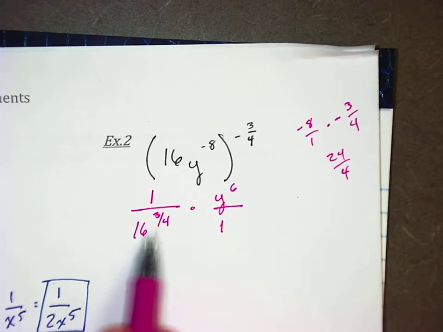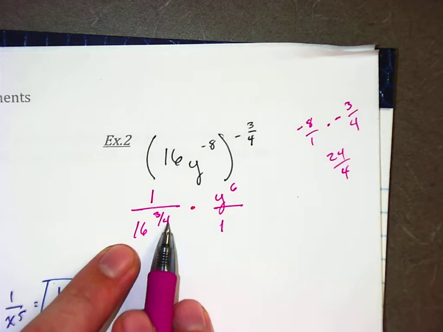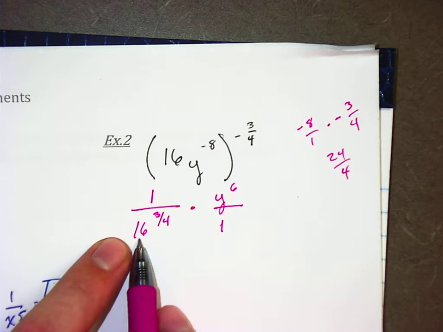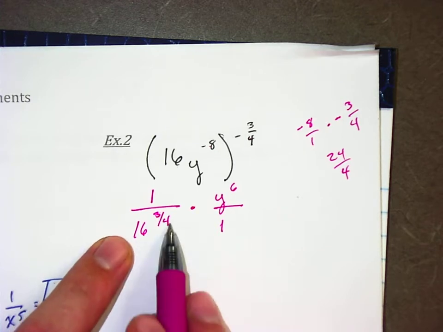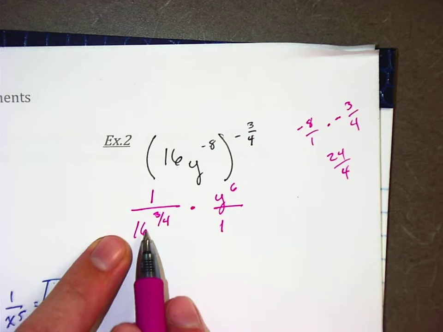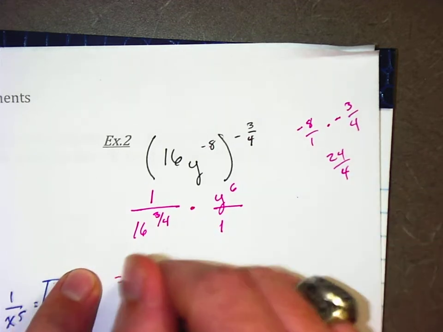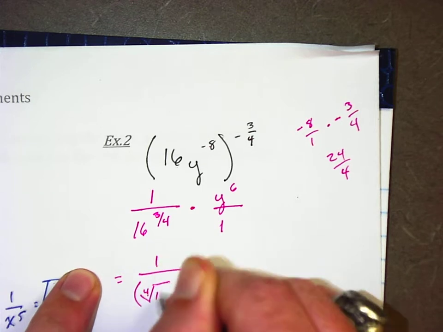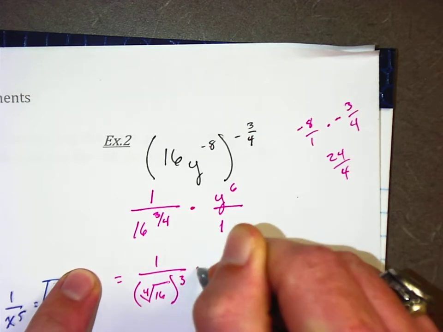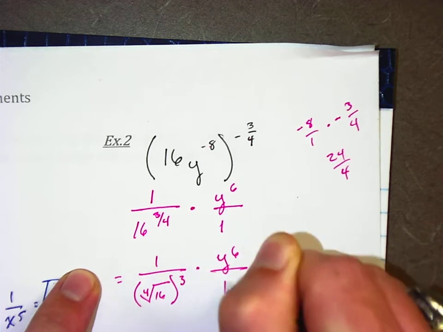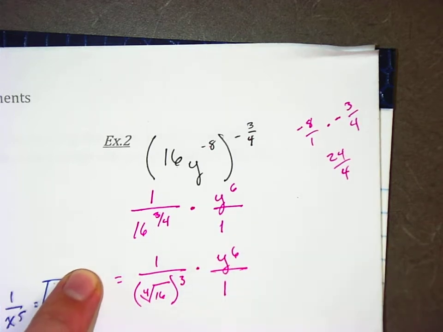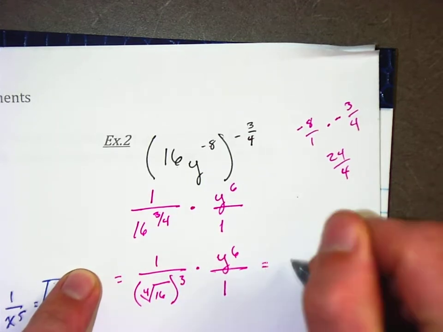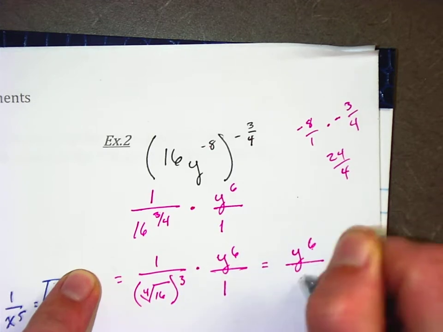So rewrite this as a radical. This would be the 4th root of 16 cubed. Okay, so I'm going to take the 4th root of 16 and then cube it instead of doing the 4th root of 16 to the 3rd power, which is going to look like this. You got 4th root of 16 cubed times, and then I got my y to the 6 over 1 here. 4th root of 16 is 2. 2 cubed is 8. So this is y to the 6th over 8.